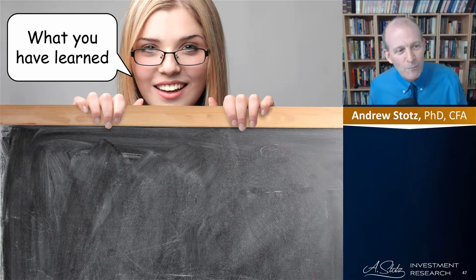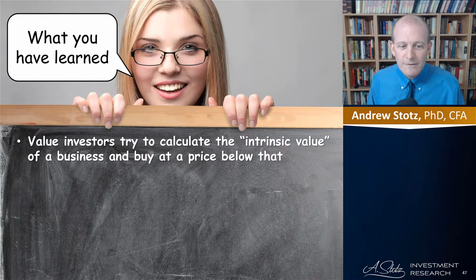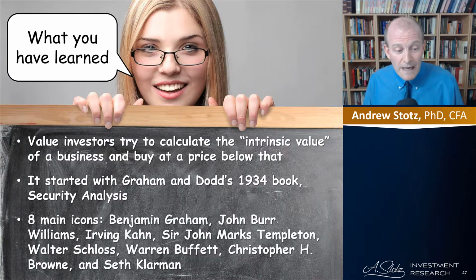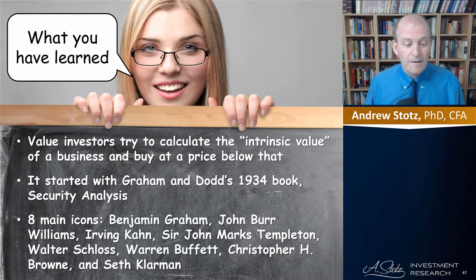All right, let's wrap it up. What have you learned? Value investors try to calculate the intrinsic value of a business and buy at a price below that. It started with Graham and Dodd's 1934 book, Security Analysis. And there's eight main icons that we've talked about: Benjamin Graham, John Burr Williams, Irving Kahn, Sir John Templeton, Walter Schloss, Warren Buffett, Christopher H. Browne, and Seth Klarman.